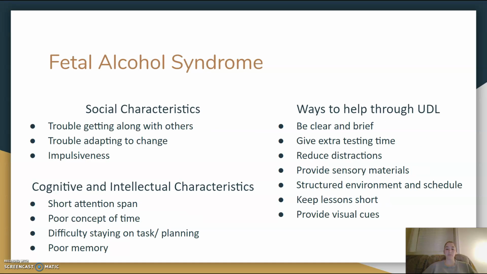Then fetal alcohol syndrome. They have trouble getting along with others, trouble adapting to change, and they might be very impulsive.